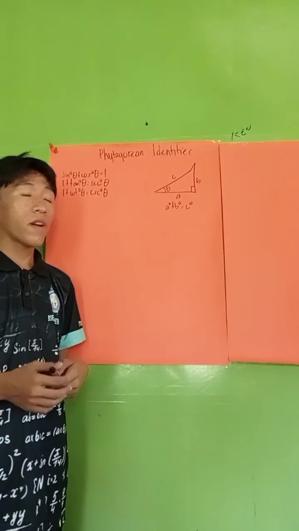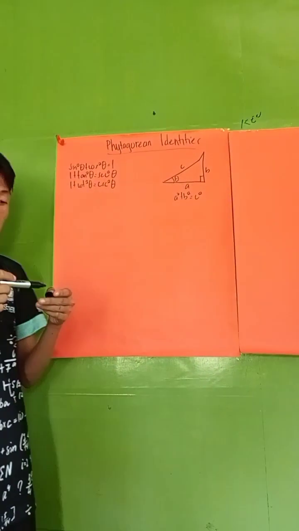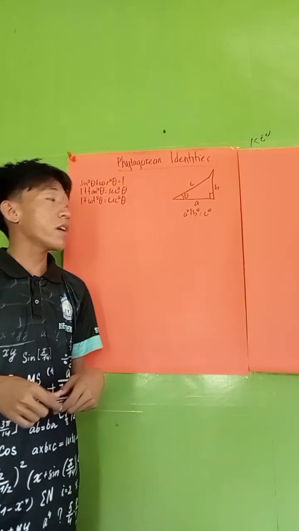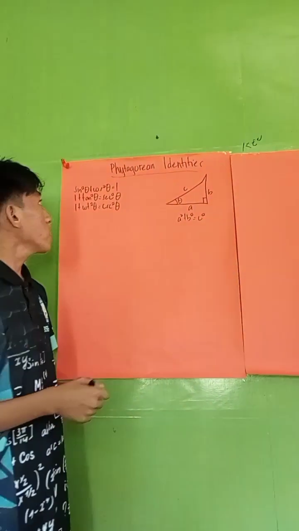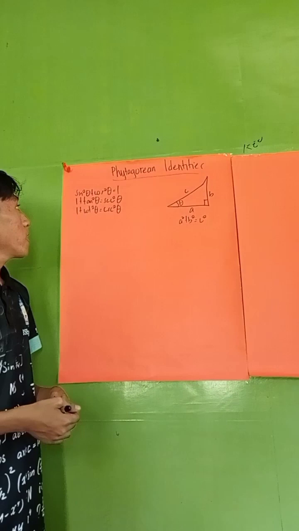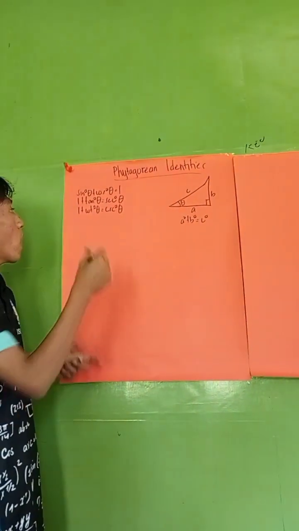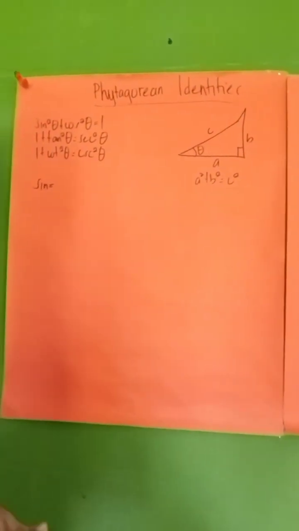First, we're going to derive the Pythagorean identities. Here are the formulas that we're going to use: sine squared theta plus cos squared theta equals 1, 1 plus tan squared theta is equal to sec squared theta, and 1 plus cot squared theta is equal to cosecant squared theta. We will derive first sine squared theta plus cos squared theta equals 1.